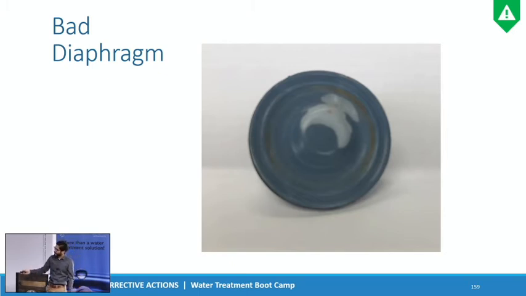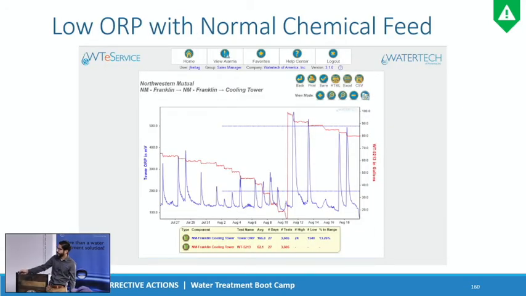And now the flip scenario, right? You have your ORP spikes in the blue, and your red is your 5213, which is chlorine that we're feeding. You have your spikes coming in every time you feed, and something goes wrong right here. What do you think happened?